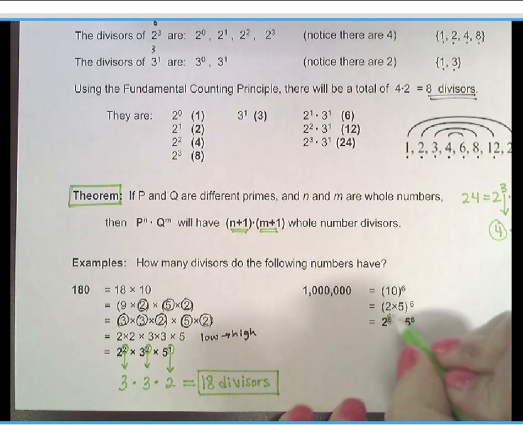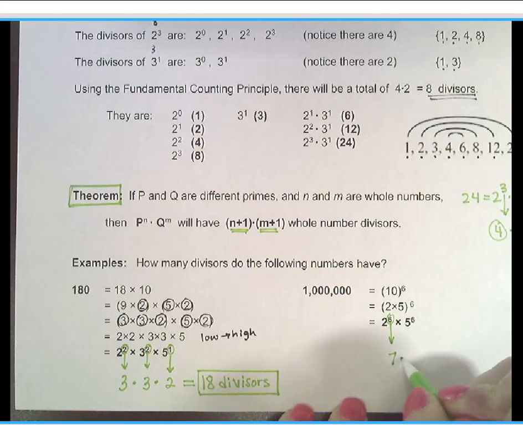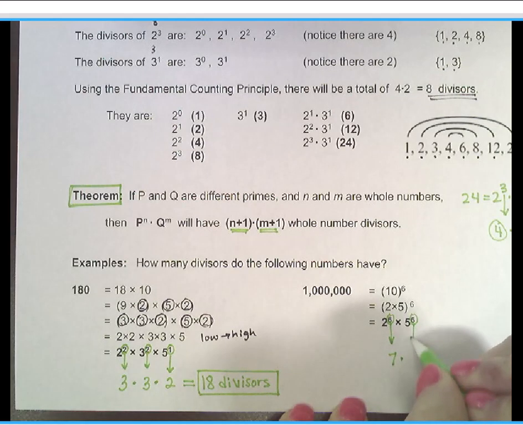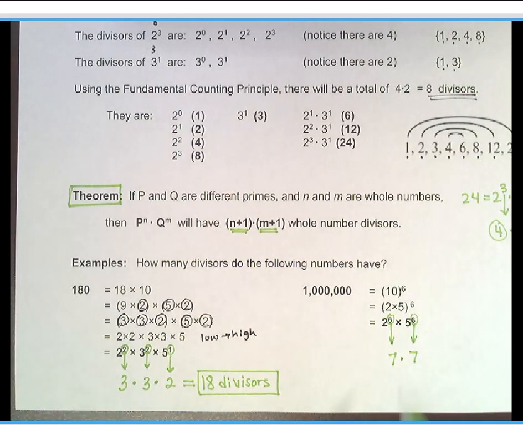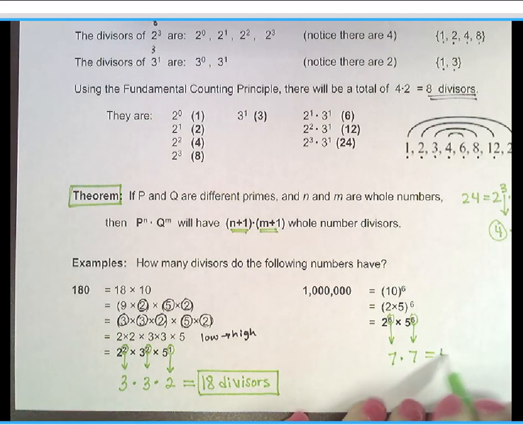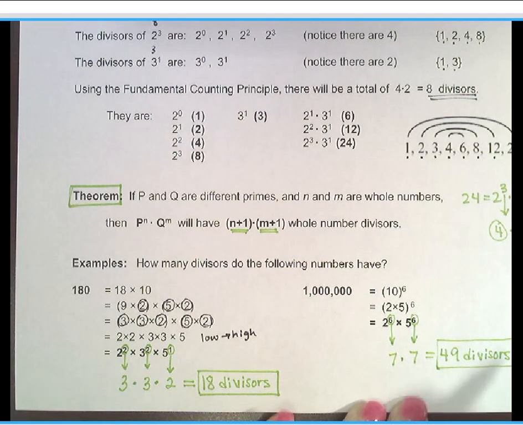Well, let's see. Add 1 to that exponent. Add 1 to this exponent. That's 7 and 7. 49 divisors. Thank goodness we don't have to list them, because it would take all day. But 1,000,000 has 49 divisors. So that's how you figure out how many divisors a number will have.